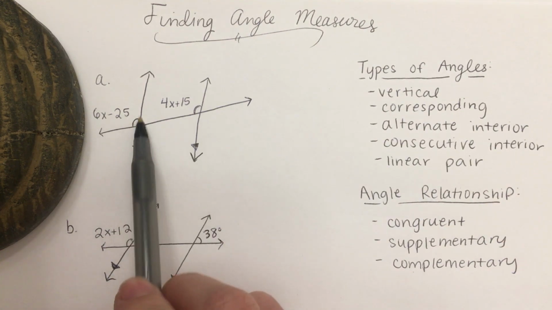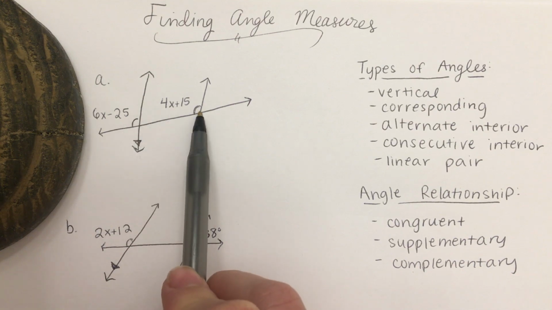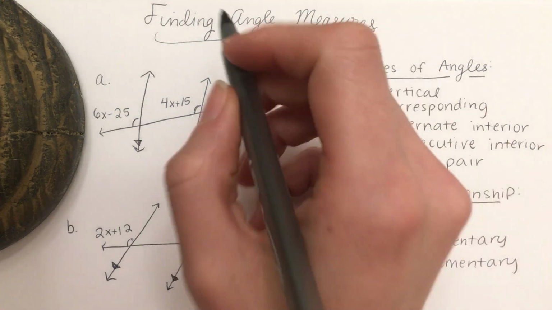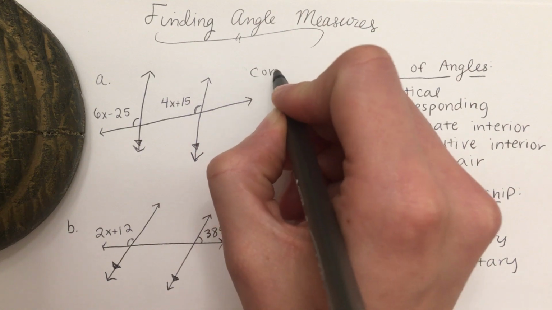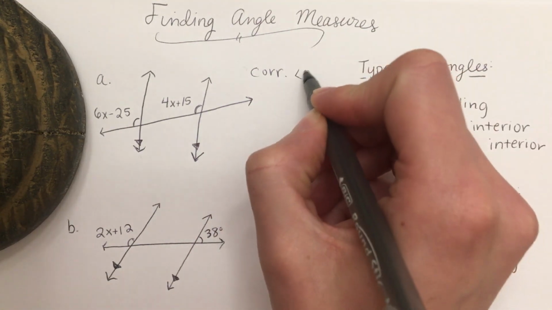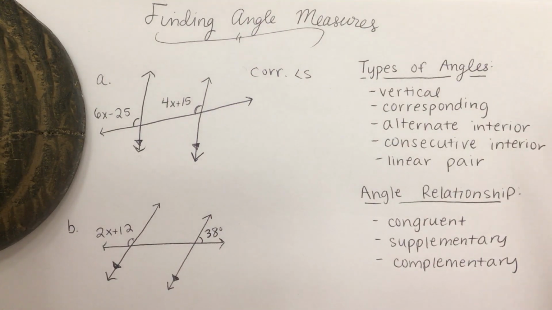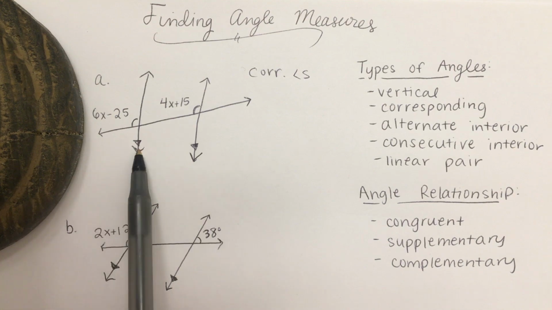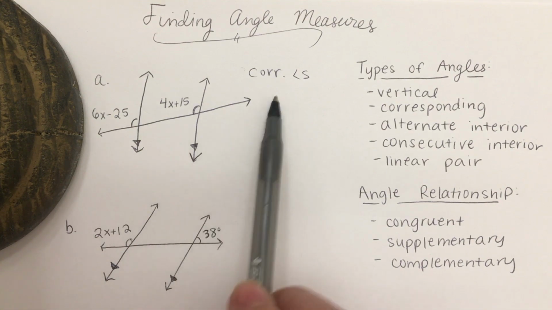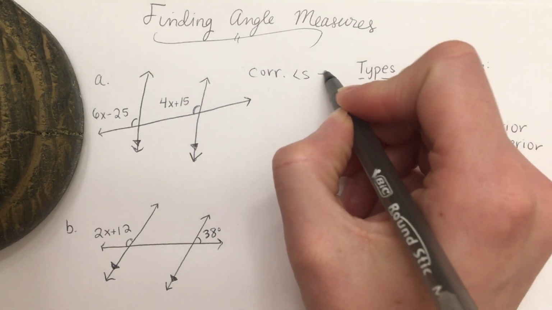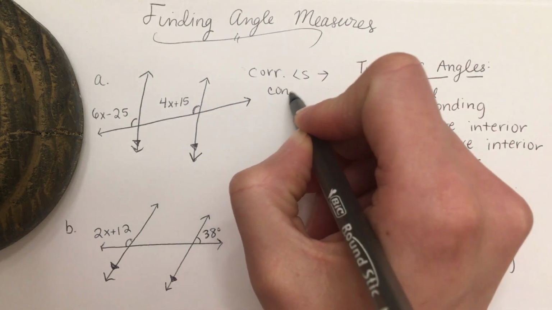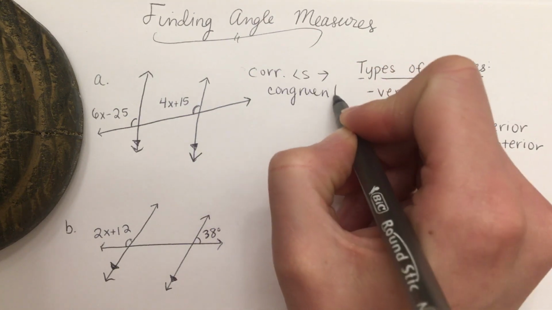So if I'm looking here, I've got 6x minus 25 and 4x plus 15. These are corresponding angles, so I'll just make a note of that. Then based on that type, I need to think about the angle relationship. Are they going to be congruent, supplementary, or complementary? If my lines are parallel, which they are in this example, then my corresponding angles will always be congruent, which again means that they have that same measure.